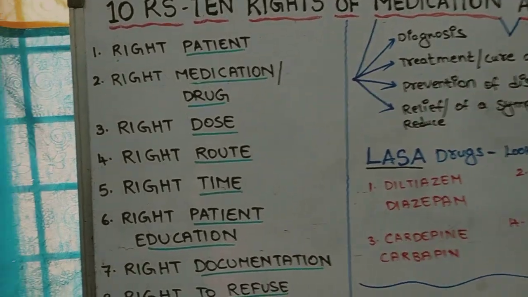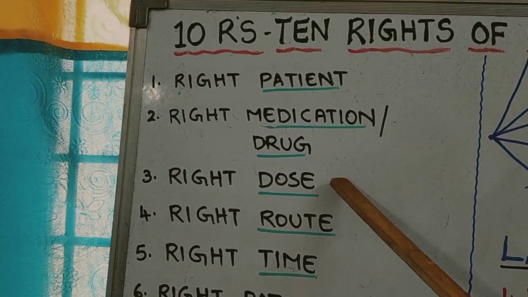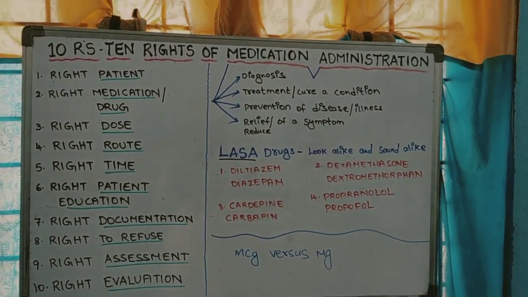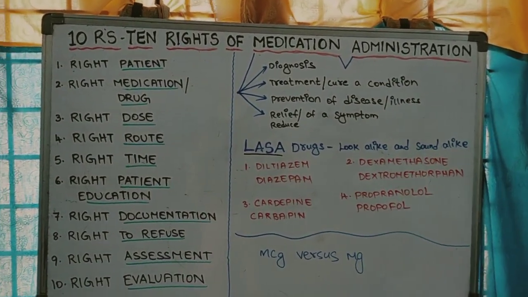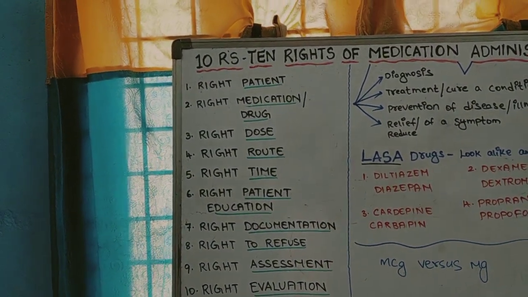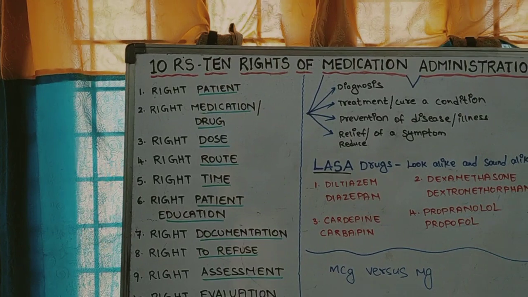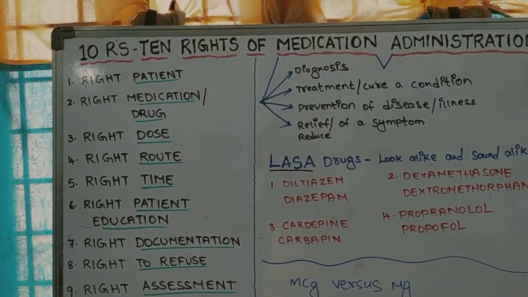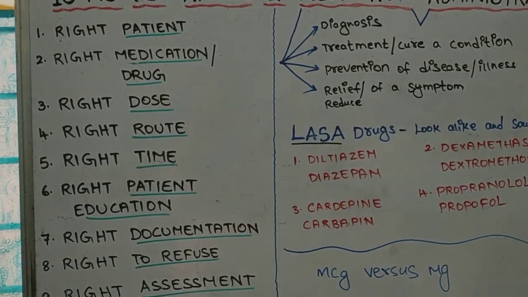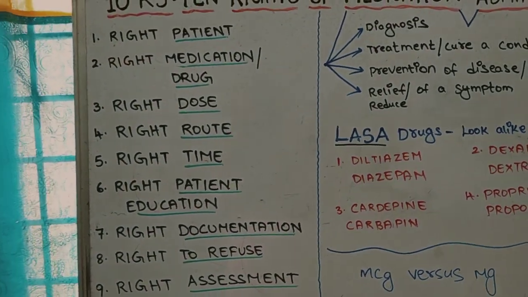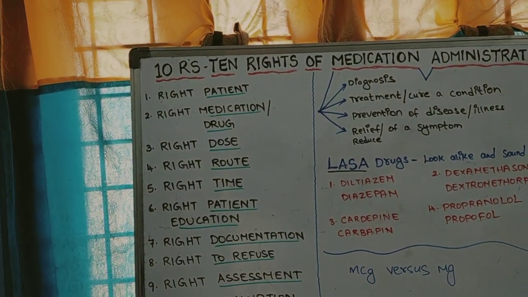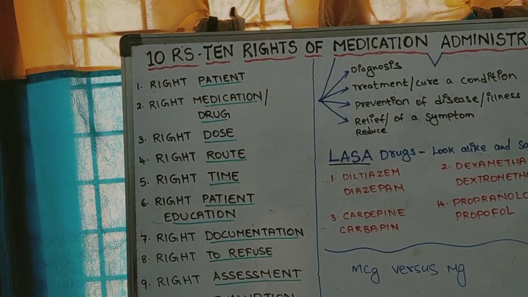The next right is right dose. To ensure this right, nurses should be aware of the difference between pediatric doses and adult doses. There is a difference between the dose that is given to the kids and the dose that is given to the adults and the elderly. There are doses which are given according to the weight and age. So nurses should be aware of this, and they should check the medication sheet and the doctor's order before medicating.